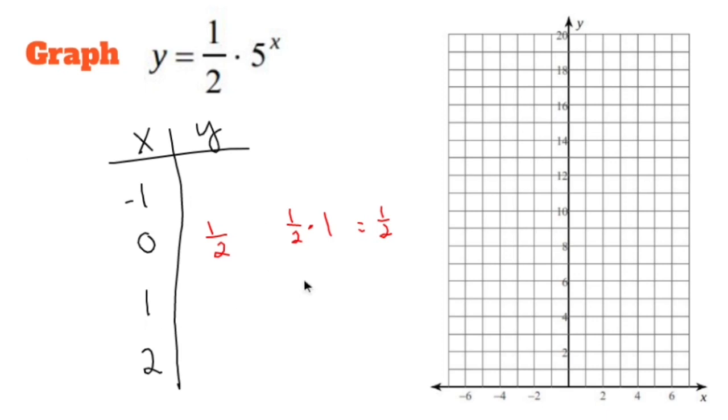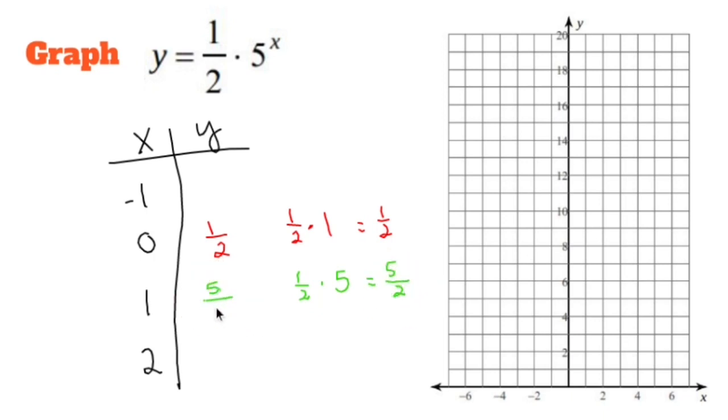Now, let's plug in 1 and see what happens. If I were to plug in 1 for x, 1/2 is still lingering. 5 to the first power is just 5. That ends up with 5 over 2, which is 2.5.